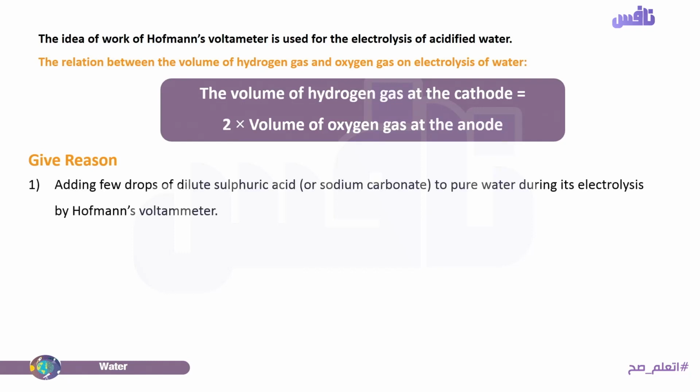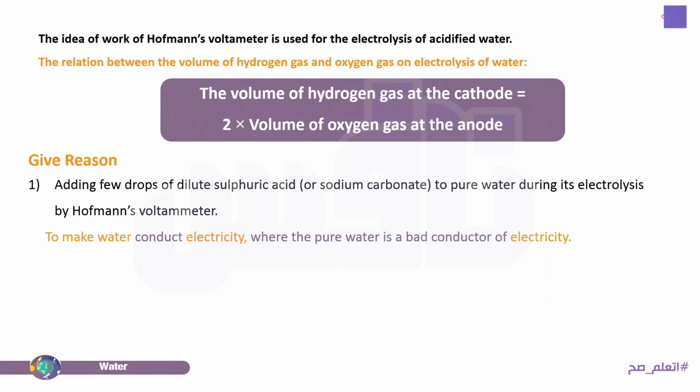I have a question. Number 1, why add a few drops of dilute sulfuric acid to the pure water during its electrolysis in the Hoffman voltameter? I add dilute sulfuric acid to the pure water to make the water conduct electricity, where pure water is a bad conductor of electricity. So the water becomes a good conductor of electricity, although pure water is a very poor conductor of electricity.